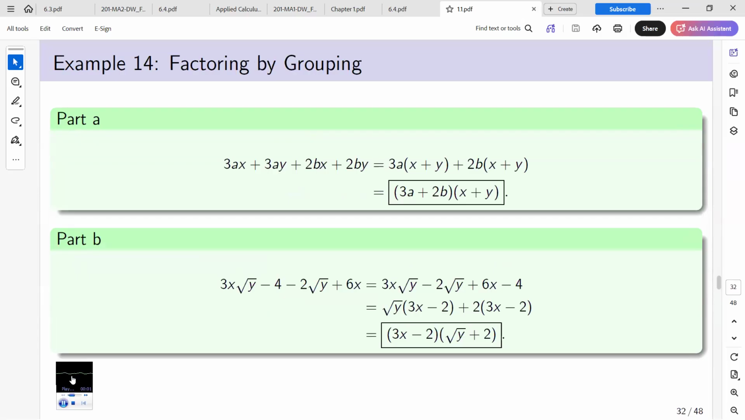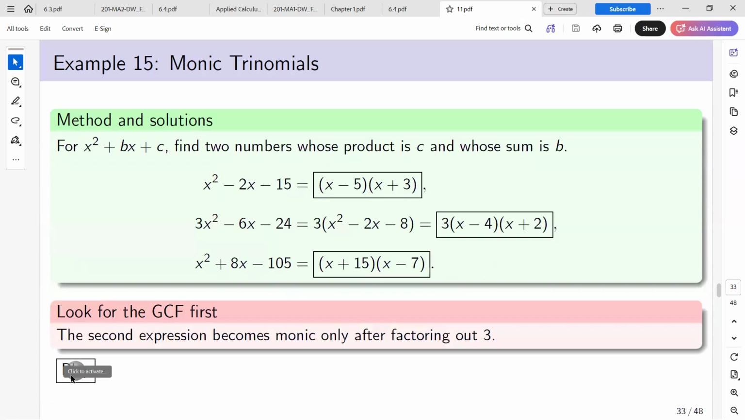Grouping succeeds when the terms can be arranged into pairs that produce the same binomial factor. In Part B, rearranging the terms makes this structure visible. For a monic trinomial, seek two numbers with the required product and sum. The second example reminds us that extracting a GCF may reveal a monic trinomial.